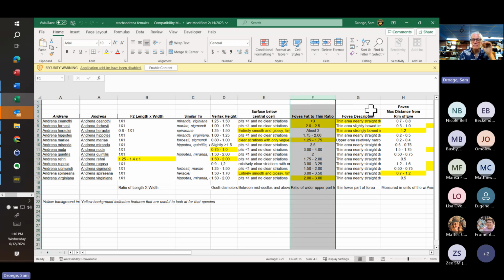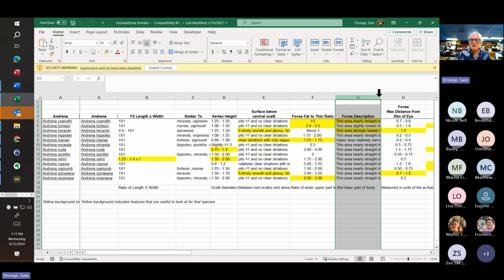Then the next, facial fovea fat to thin ratio. So we talked about these fovea being deep, which they all are, and the upper part, which is near the ocelli, then we're comparing and contrasting that to the section down by the antennae. So what basically is happening is you have many species where the top part is fat and then it necks way down to just a skinny little trough below. Much more radical and dramatic than many of the Andrena species, but not every one, right? So that's why it's a useful character.